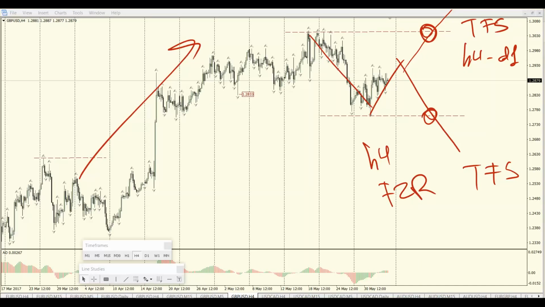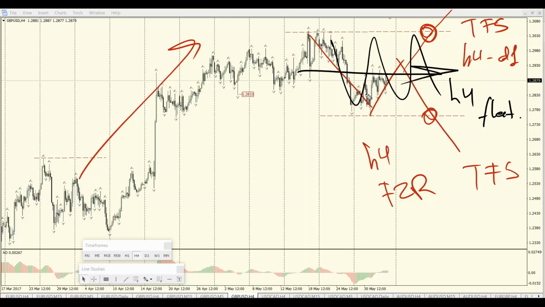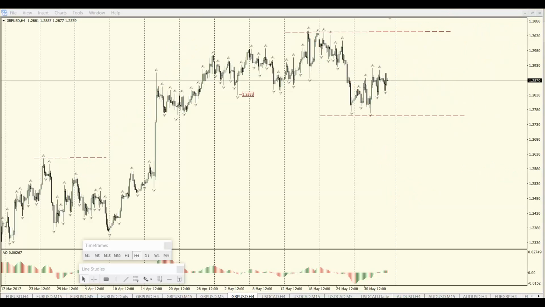As long as we're between those reference points, it's an H4 flat phase, and I will just stay away from this pair, and I don't like to trade inside flat zones. So these are the reference points for this pair, and my thoughts as well. I hope it will give you some new ideas. Let's go to the next one.